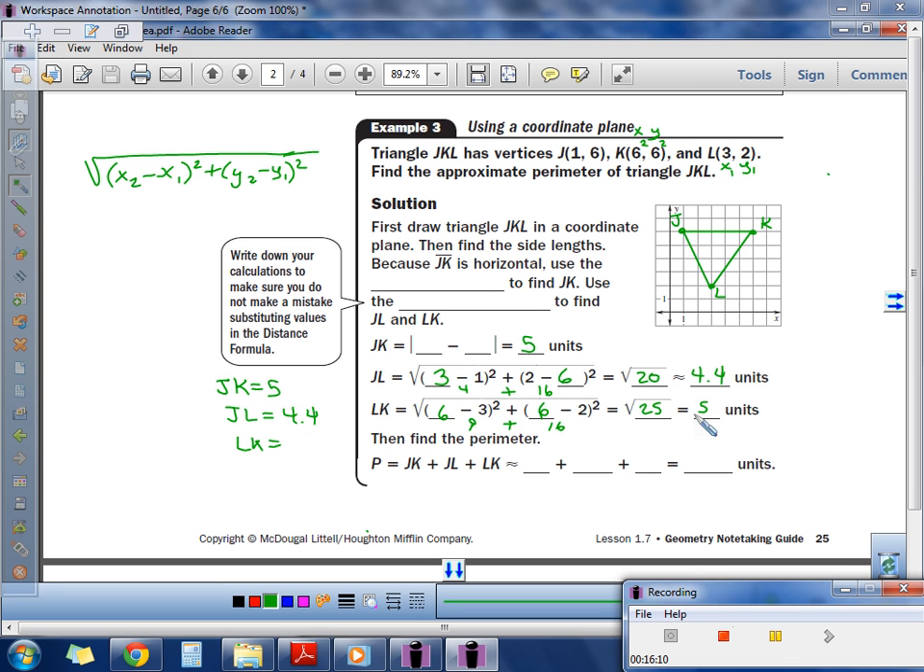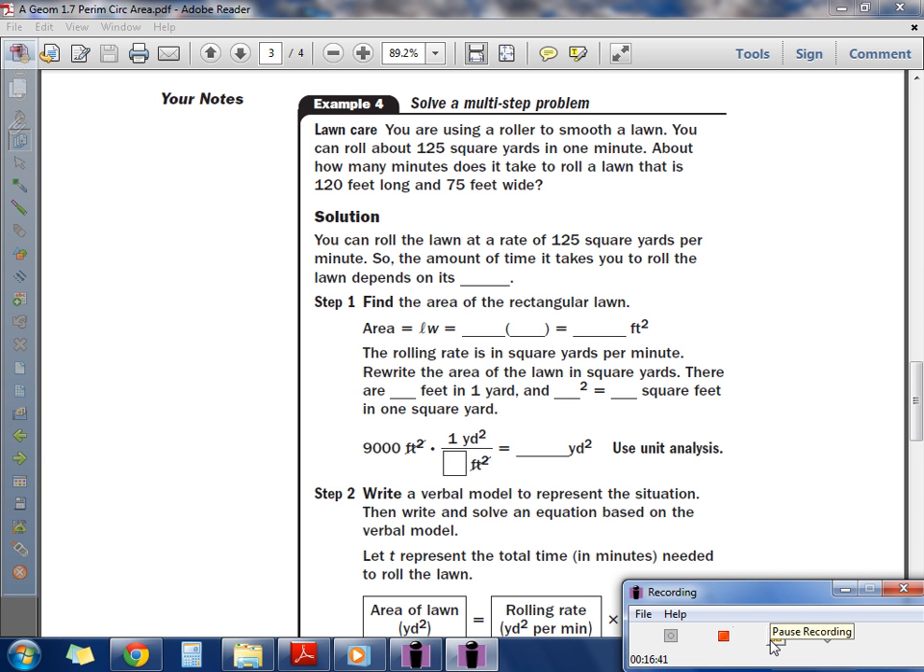The last step to do is to add all these up, and it's pretty easy to add them. 5 plus 5 is 10, plus 4.4, and you get a total of 14.4 units. Good job.